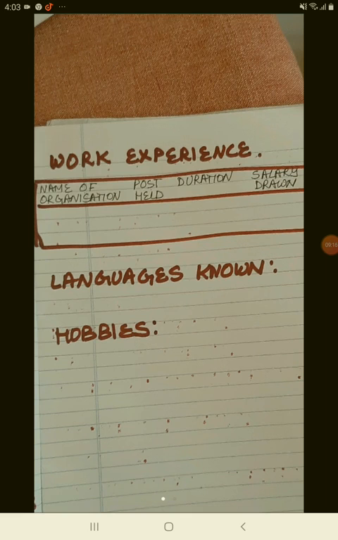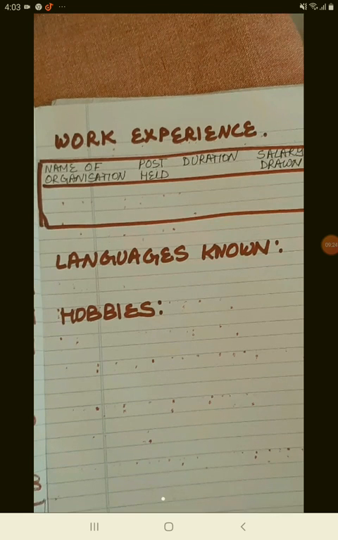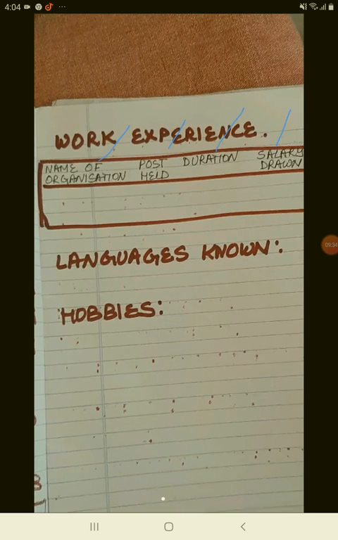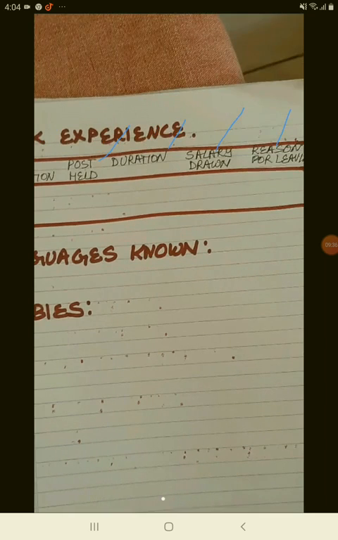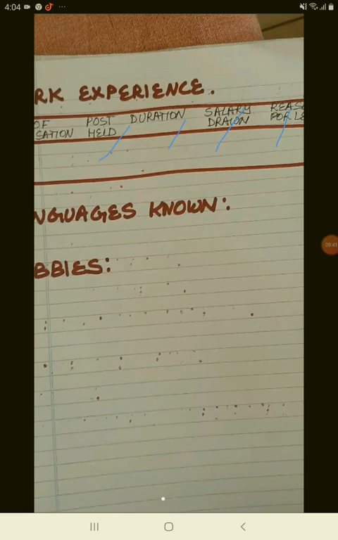So here you mention the name of the organization where you were, then you write the post that you held over here, then how long you held it, and what was the salary drawn. It's very important that we give these details. Then after the salary, you have reasons for leaving. All that information comes into this.